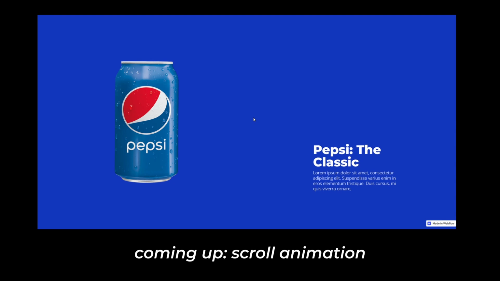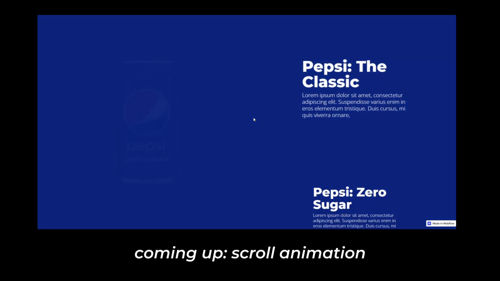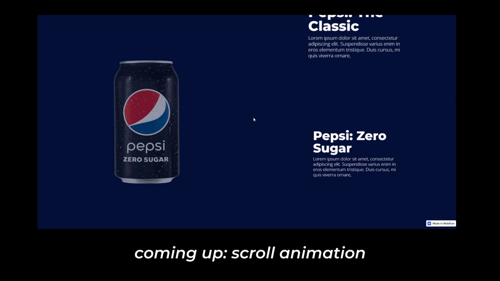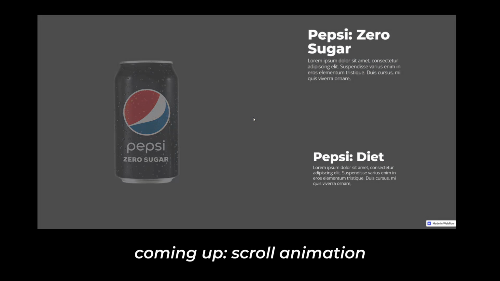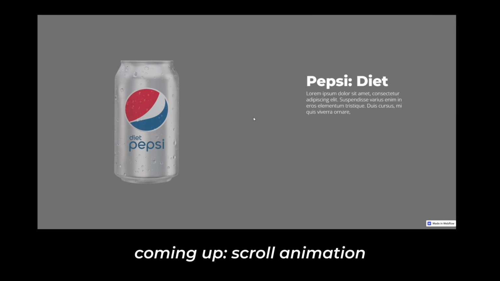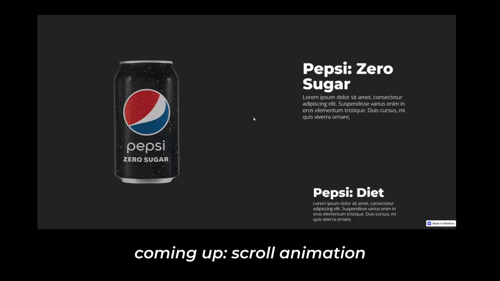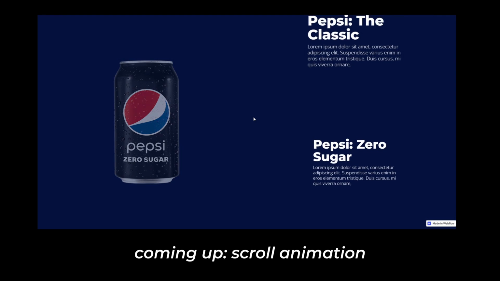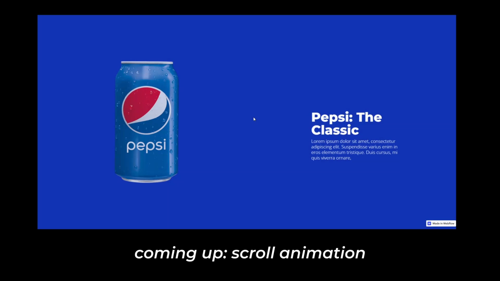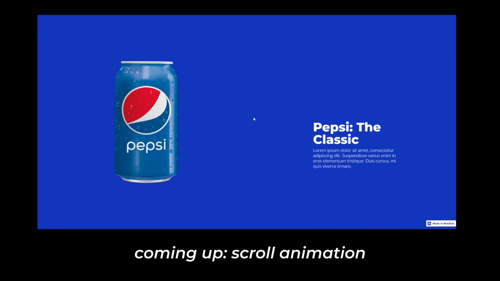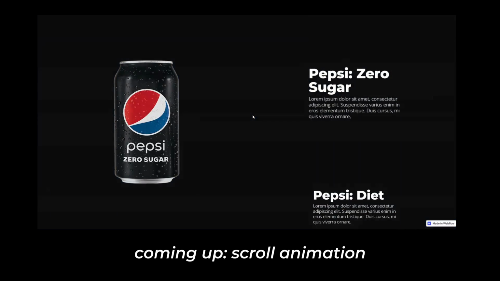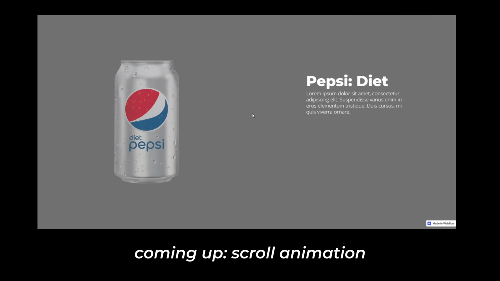Hi guys, today we're going to be building this section with this scroll animation. As you can see, the background color changes and this text scales. So it grows and it pops up here, and then it leaves and goes away. The images are also simultaneously changing. So yeah, this is what we're going to be building today.